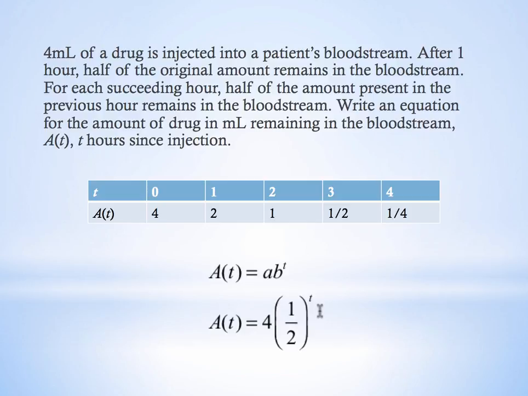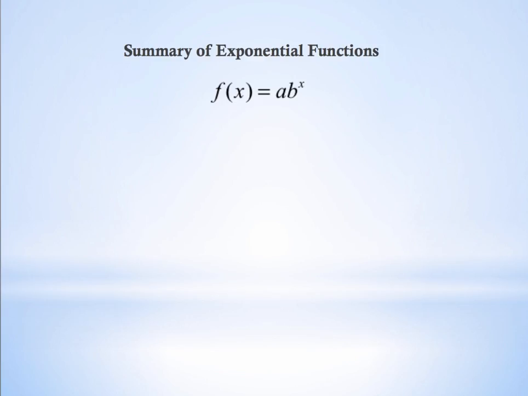So my function here is A of t is equal to 4, since 4 is my initial amount, times 1/2, that's our decay factor, raised to the t power. So in summary, our exponential function is f of x equals a b to the x, where a is my vertical intercept and b is the base of the exponential expression.